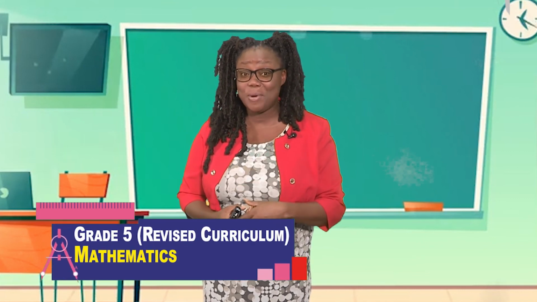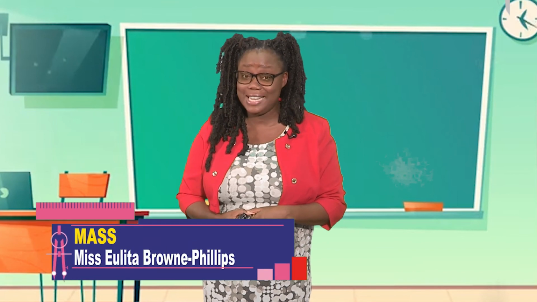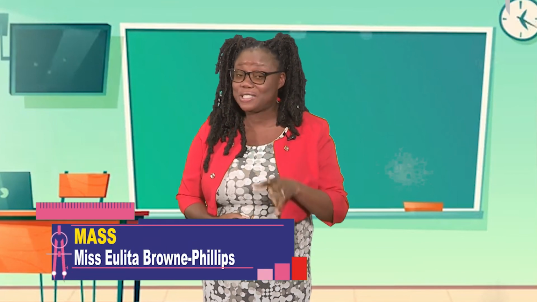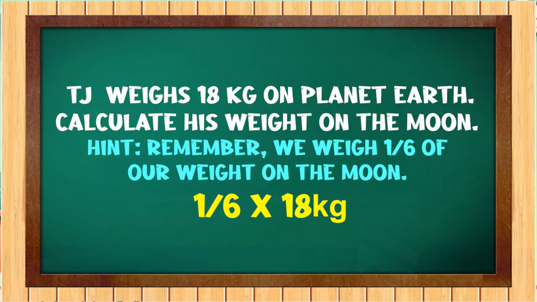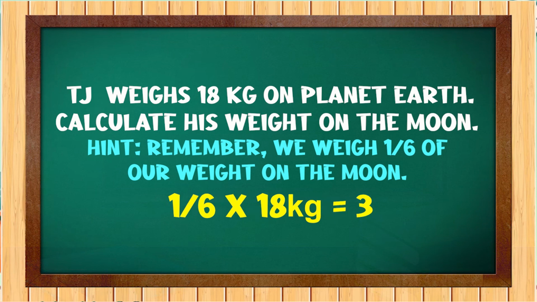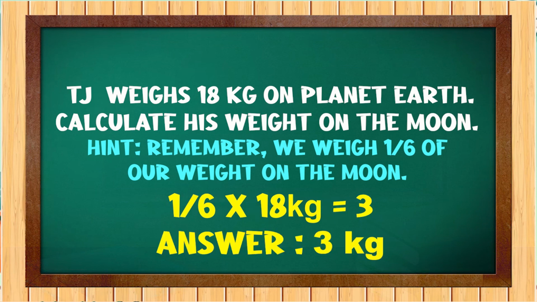Did you do that, boys and girls? If you did, you are absolutely correct. So 1/6 multiplied by 18 kilograms. How many times can 6 go into 18? 3 times. So therefore, TJ's weight on the moon is 3 kilograms.